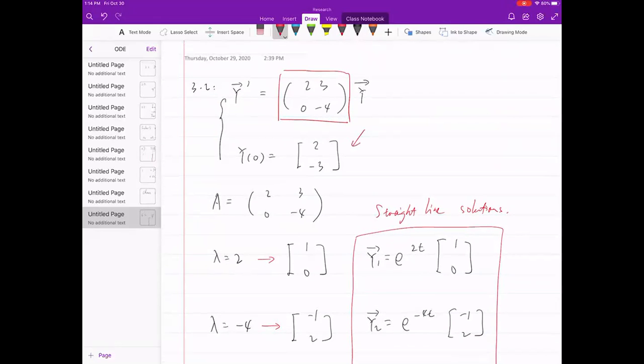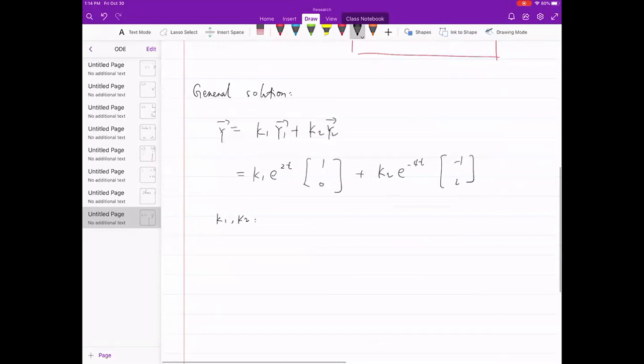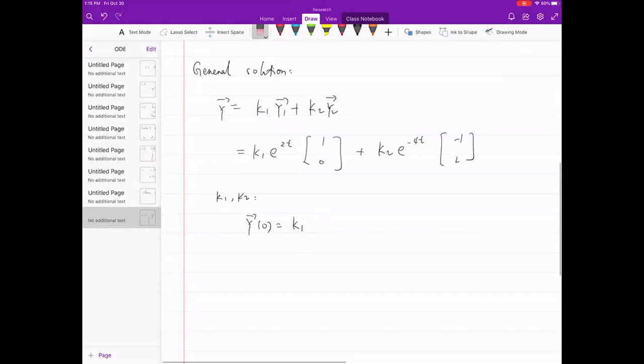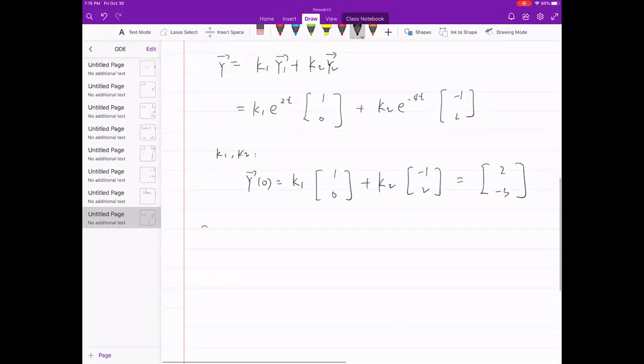Of course, for initial value problems, you just need to do the simple thing. If you have an initial value, you basically want to find k1 and k2. We're not talking about any k1 and k2 now. We're talking about one specific pair, which gives you the particular initial condition. So what you can do is plug in y0, which is just k1 plus k2, and that should equal the initial condition, which is 2, -3. So from here, you can solve for k1, k2.